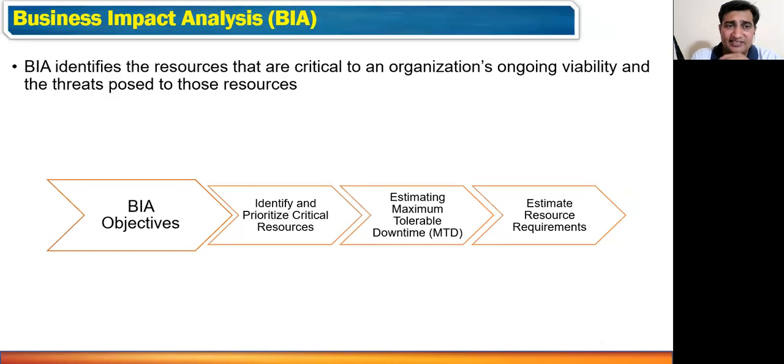Now, business impact analysis identifies the resources that are critical to an organization's ongoing viability and the threats posed to those resources. Through this entire BIA activity, we will identify the critical resources and then estimate their maximum tolerable downtime. Now, guys, what is maximum tolerable downtime? Maximum tolerable downtime is the downtime that the company can afford for a particular asset.